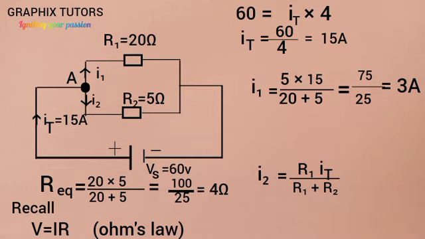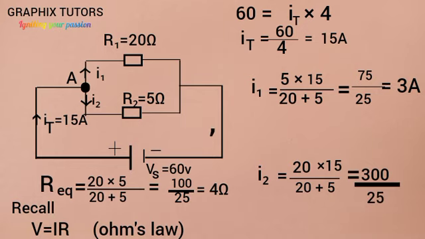Similarly for I2, just like I explained earlier, I2 will be equals to what? R1 multiplied by I total over R1 plus R2. Now if I input the data I have, the R1 is given as what? 20 multiplied by the 15, which is I total, divided by 20 plus 5, right? So in doing that, it will now give us 20 times 15 is 300 over 20 plus 5 is 25. And when you divide them, you'll be having 12 ampere. So it means that 12 ampere is flowing through the R2, 5 ohms, and 3 ampere is flowing through the R1, 20 ohms.